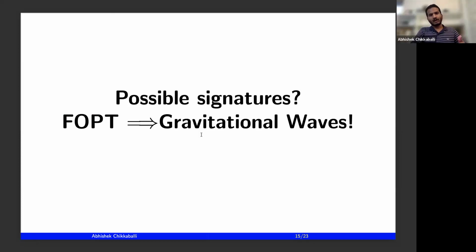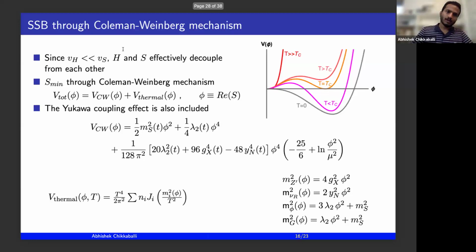So, in the next couple of slides, I will briefly review how, using the predictions that we have, we can have gravitational wave signals and how that comes about. To know the kind of phase transition that we have and the gravitational wave signals, we need to understand the scalar field. And since the VEV of this new scalar field is much larger compared to the standard model Higgs field VEV, we can effectively decouple the Higgs field from this kind of analysis.